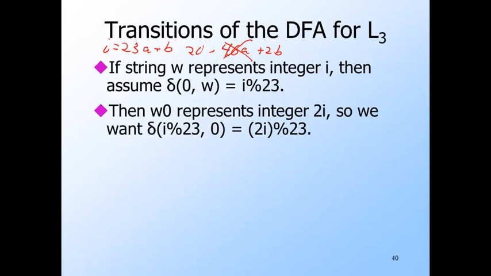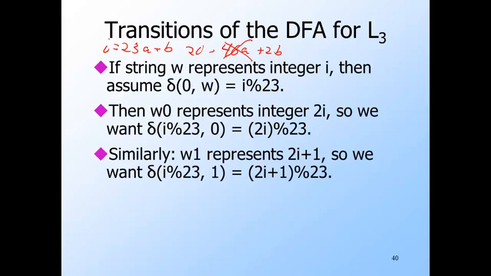Thus, we can take the state b, which is the remainder, double it, subtract 23 if it is 23 or more, and that gives us the new remainder and therefore the new state. We never need to know what a is, and we never need to know i exactly. For the same reason, when a 1 arrives at the input, we can go from state i to the state that is the remainder of 2i plus 1 when divided by 23.